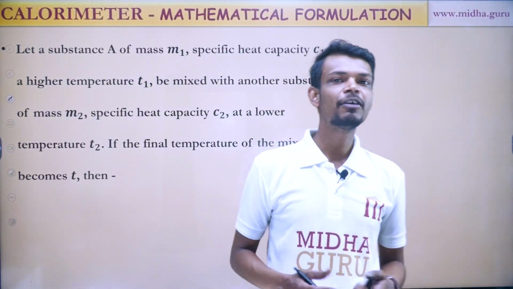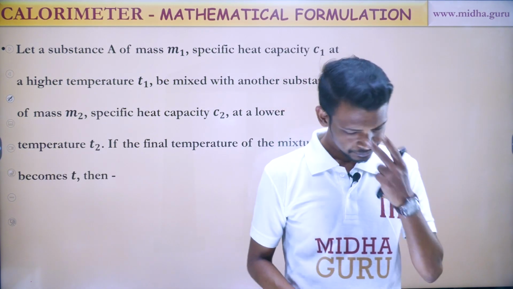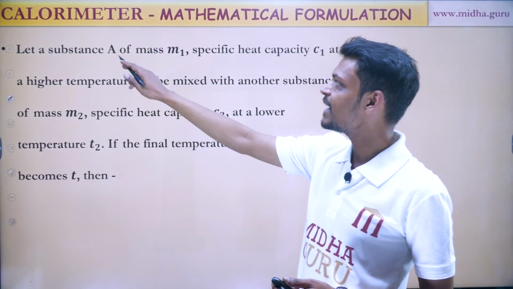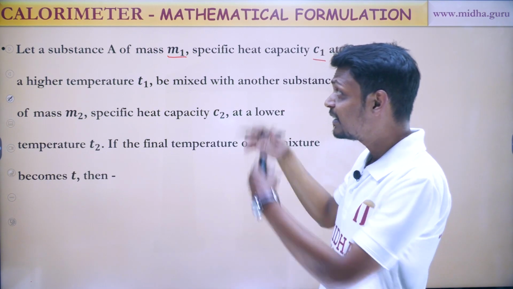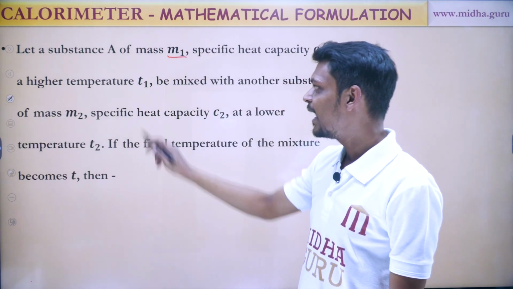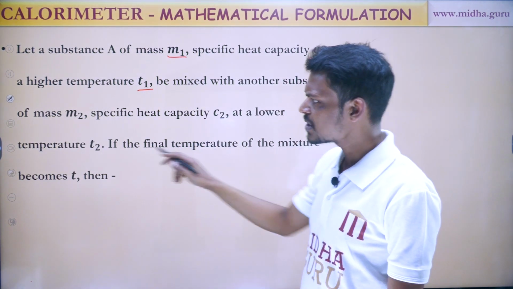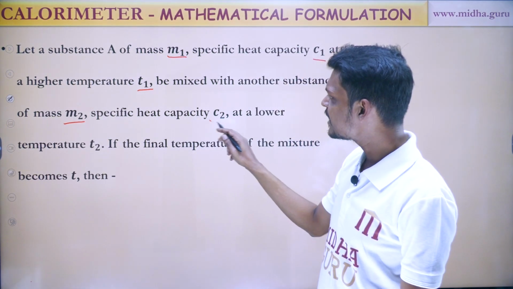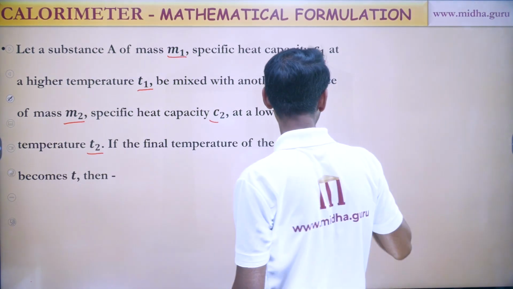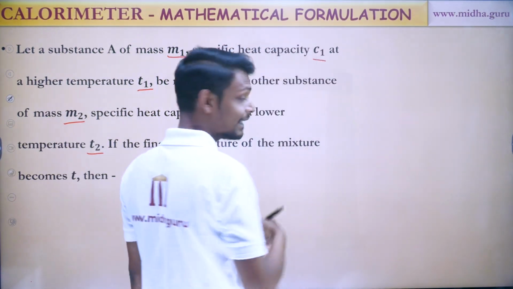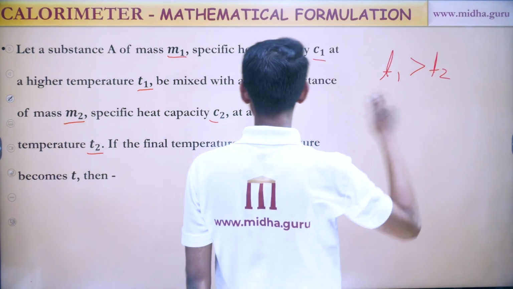Now, let us see what mathematical formulation we can derive for the calorimeter. Let us assume that we have a substance A of mass m1, and it has a specific heat capacity of C1, and this substance A is at a higher temperature, T1. And it has to be mixed with another substance which has a mass of m2, a specific heat capacity of C2, and a lower temperature T2. So clearly, one insight that we can draw from this data is that T1 is greater than T2, and these two liquids are mixed.